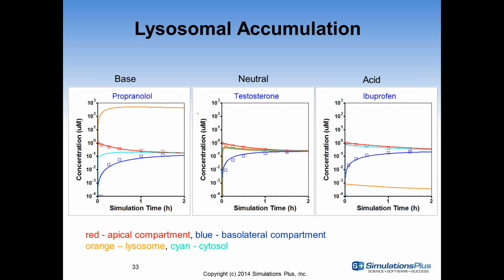Now, here's just showing direct import of molecular structures for propranolol, testosterone, and ibuprofen, and you can see that the default lysosomal accumulation using a pH of 4 in the lysosome is very high with the high pKa base propranolol, essentially nil with testosterone, and actually lysosomal concentrations below the cellular concentrations for ibuprofen.